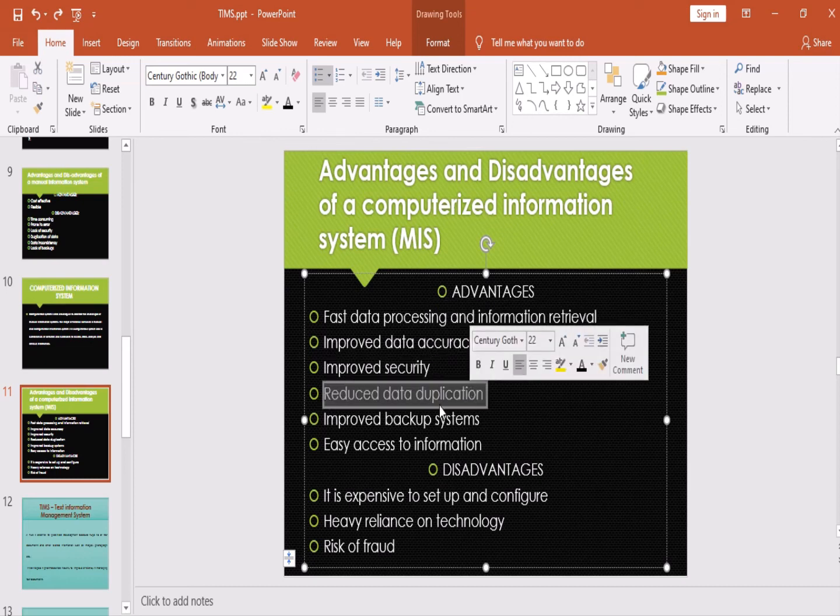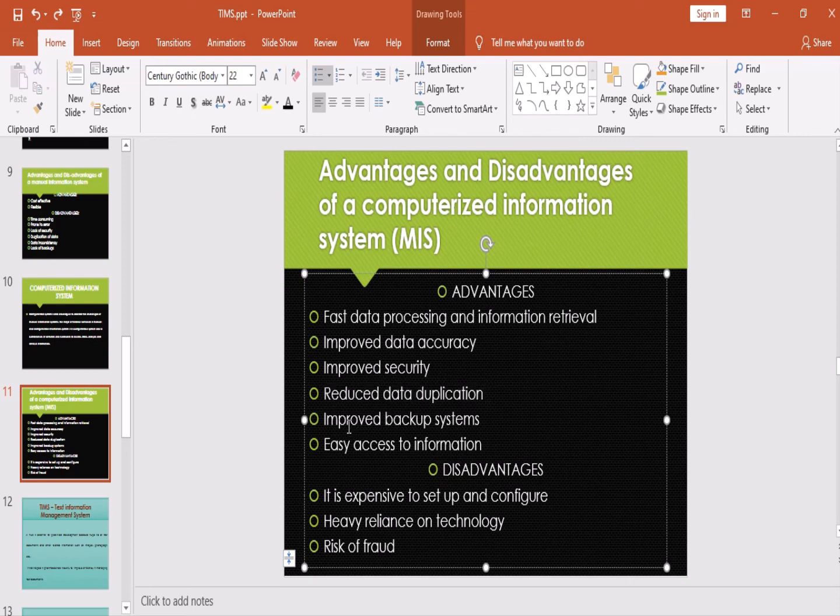Reduced data duplication. Database systems are designed in such a way that they minimize duplication of data. This means updating data in one department automatically makes it available to the other departments also. And improved backup system. With modern technology, the backup can be stored in the cloud, which makes it easy to recover the data if something happens to the hardware and software used to store the data. And easy access to the information. Most business executives need to travel and still be able to make decisions based on the information. Web and mobile technology make accessing data from anywhere possible.